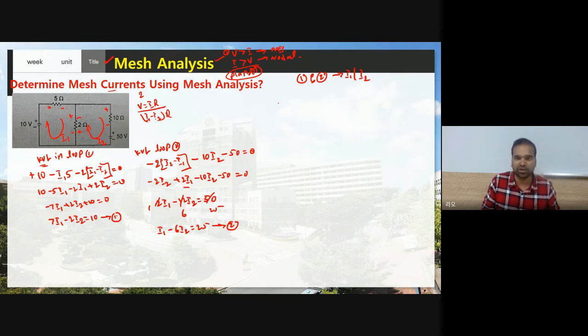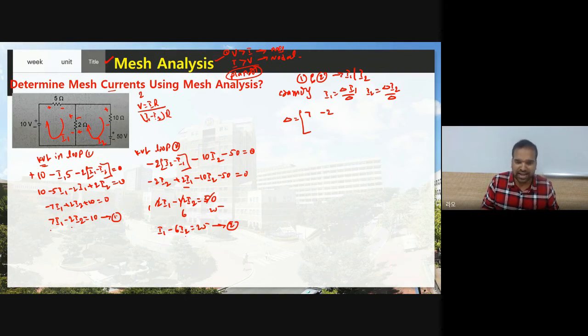I already told you about Cramer's rule, right? So by using Cramer's rule, you can find I1 and I2. Here I1 equals delta I1 by delta, and I2 equals delta I2 by delta. Now how to find the delta? You need to write the I1, I2 terms from equation 1. What are the I1 and I2 terms? 7 and minus 2. This is I1, I2 variables.